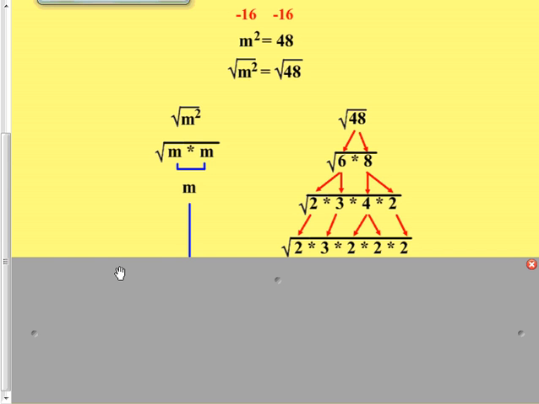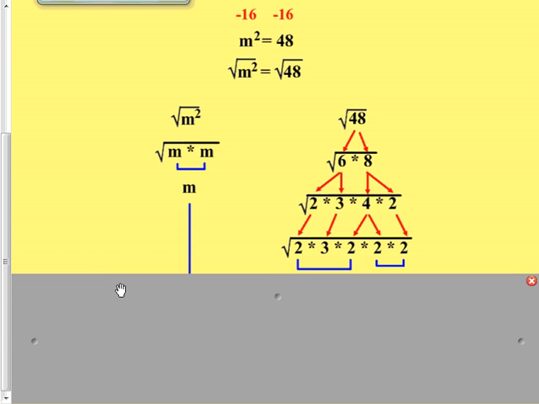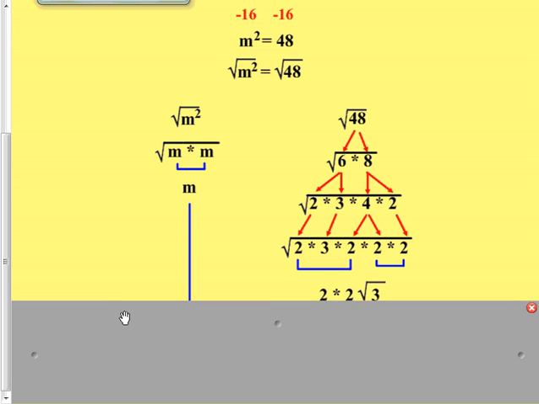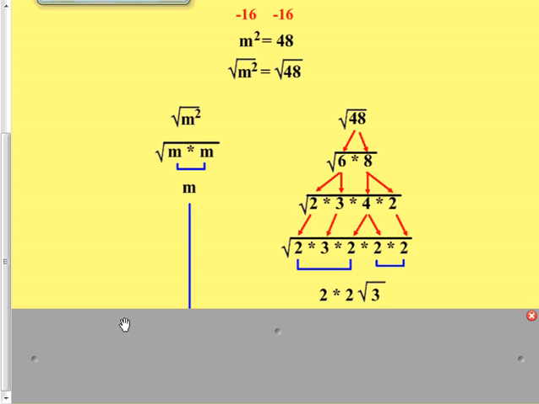Once you have your values broken all the way down into prime numbers, nothing else can be broken down. Look for pairs. I see a pair of 2's: a 2 at the very left and a 2 in the middle. And then you have a second pair of 2's hanging on to the right side. One pair of 2's will make a 2 outside, and the other pair of 2's will make another 2 outside.